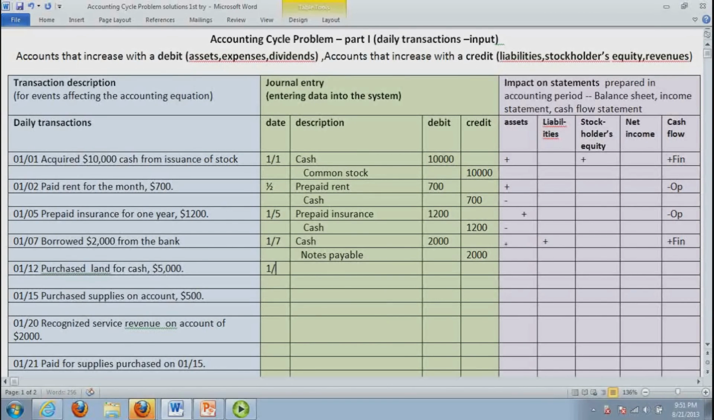Next, we bought land with cash. So this is again two different assets. It's an asset exchange. So land increases and cash decreases. So as far as the balance sheet, it's a plus and a minus, or no change to totals. And income is not affected, but for cash flow, we have cash going out, and this time it is investing.